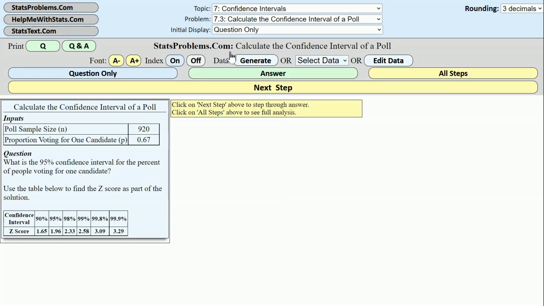Statsproblems.com was used to create this tutorial, which can help us calculate the confidence interval of a poll. Let's begin by selecting one of the 25 example problems. The question appears in the blue box.